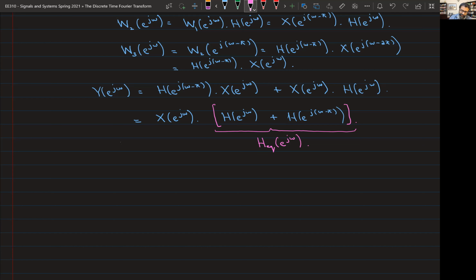Because of which I can conclude that y of n must be equal to x of n convolved with H equivalent of n, where H equivalent of n is the inverse Fourier transform of H equivalent of e raised to j omega. And from here, the system must be LTI. So that's our conclusion.